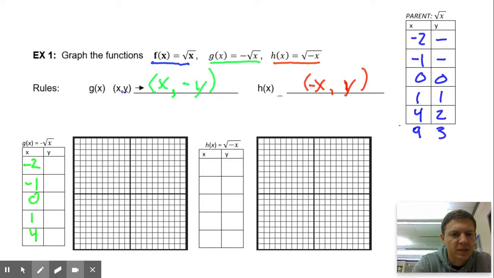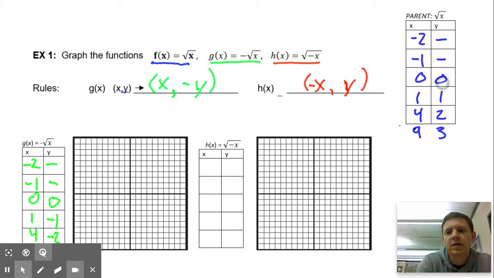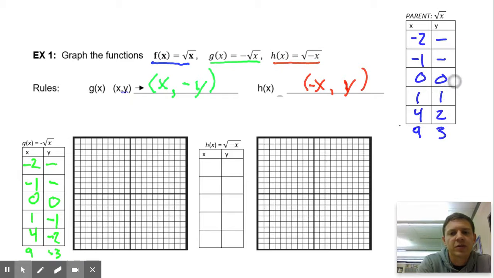I'm going to slip the 9 down there. But the y's change, they just do the opposite. Okay, well, those are no good still. The opposite of 0 is still 0. The opposite of 1 is -1. The opposite of 2 is -2. The opposite of 3 is -3. Okay, I'm taking my original y's from the parent function table and just changing the sign.